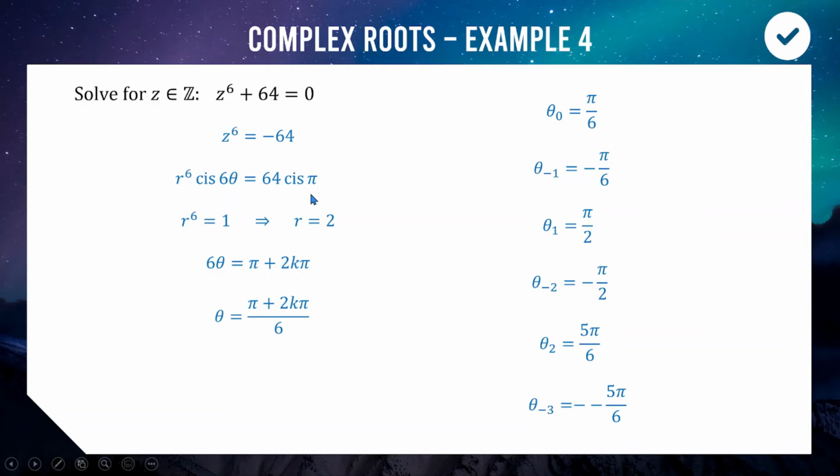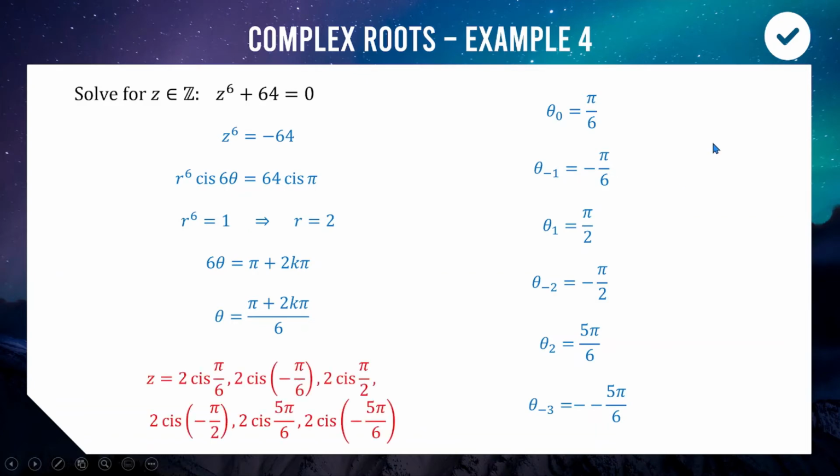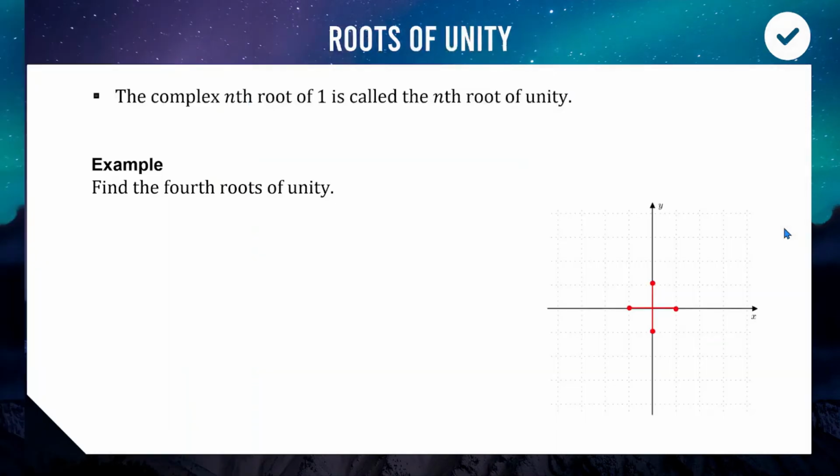All right, groovy. We have all of our moduli being 2. We have our 6 arguments, so now we can write our answers in polar form. And here are the 6 roots of minus 64. So these are the 6 numbers which solve this equation. All right, lovely. Let's move on to the second half of today's video.